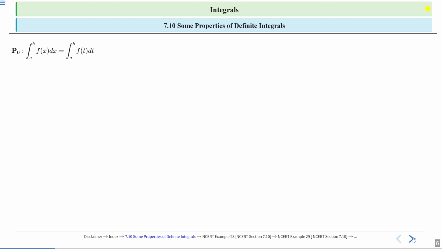Okay, so now we prove the individual properties, how we can get each property. So first, the P0 property is when we integrate a function from a to b of f(x) dx, we get the integral from a to b of f(t) dt. We just change the variable. In the first the variable is x, and in the second the variable is t. So in the definite integral we can change the variable. It does not change the value of the definite integral.